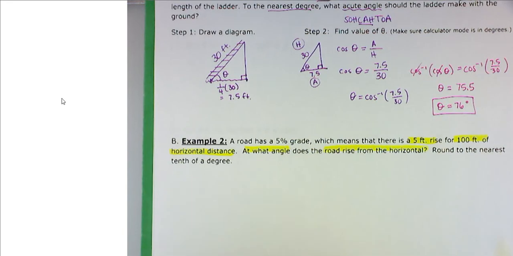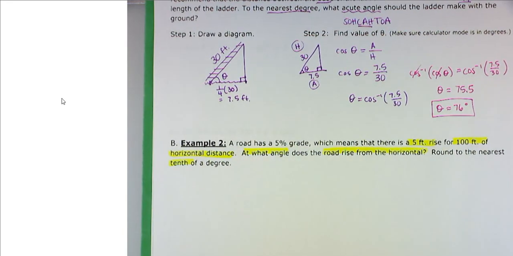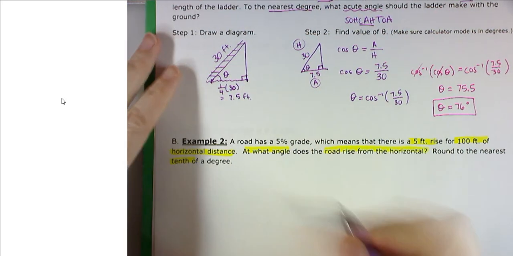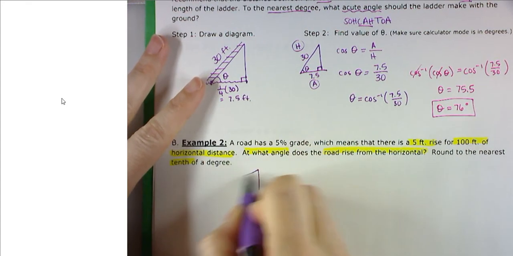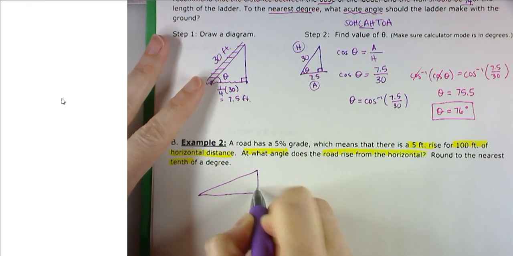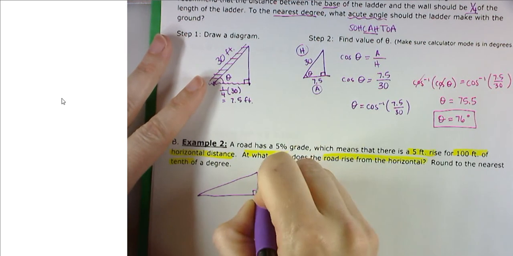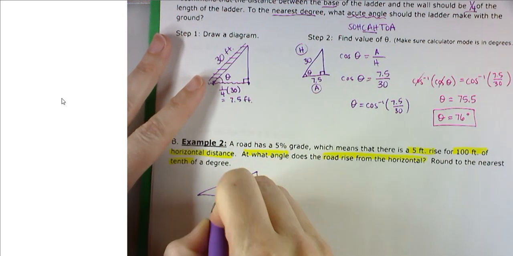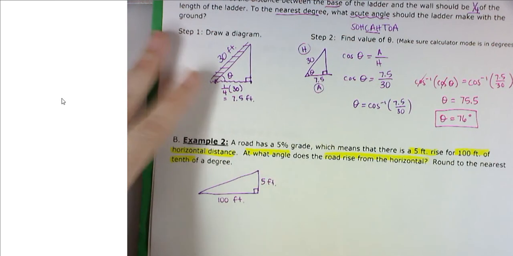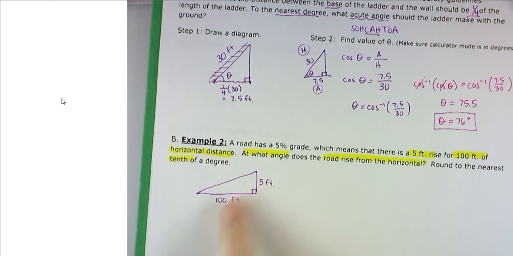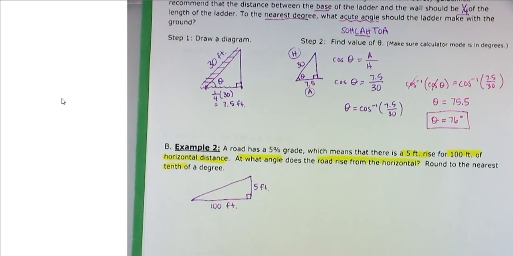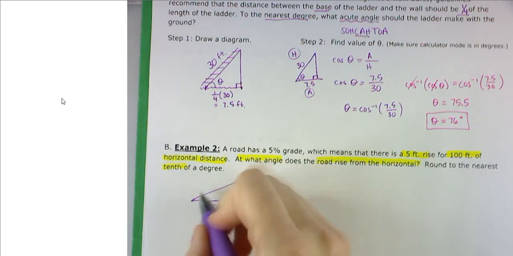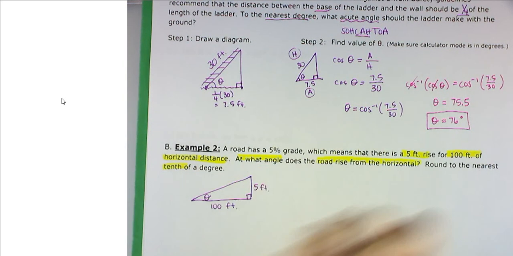So now that I know this is going to be a triangle, I might do that part first. I might just draw my triangle. And this is a 5-foot rise for 100 feet of the horizontal distance. So the rise, it's like the rise over the run, right? This is your horizontal, this is your vertical. And at what angle does the road rise from the horizontal? This is your road. So this is going to be your theta value. And then again, we can label these. This is the opposite, this is the adjacent.